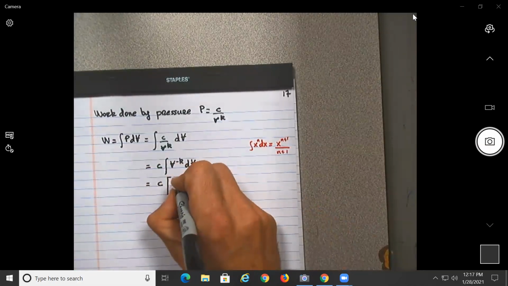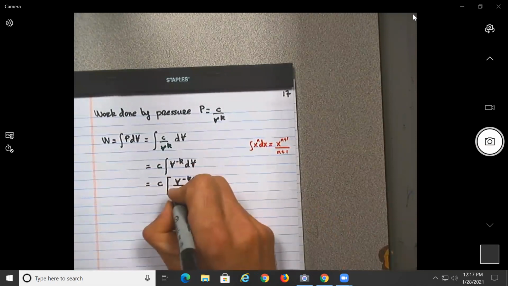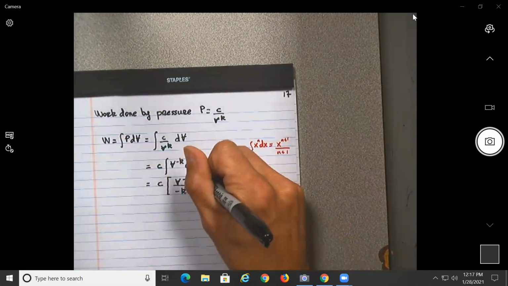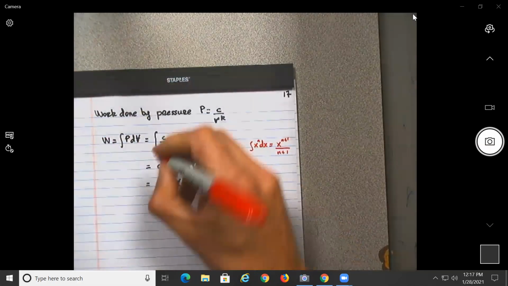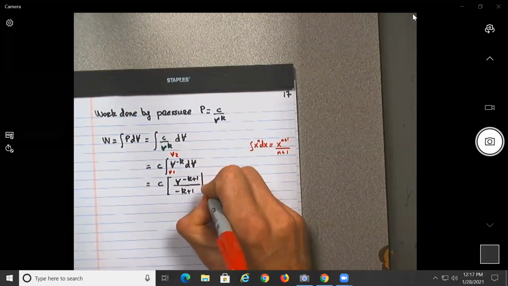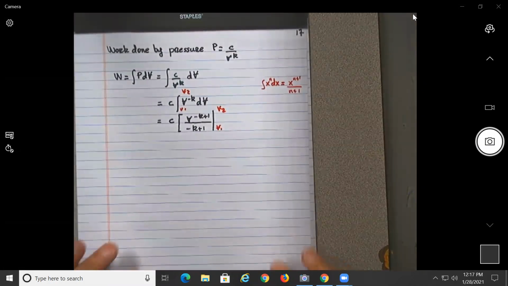integral of V to the minus K plus 1 divided by minus K plus 1, no? Between, maybe I forgot to put that, we integrate between V1 and V2. V1, V2. Okay.